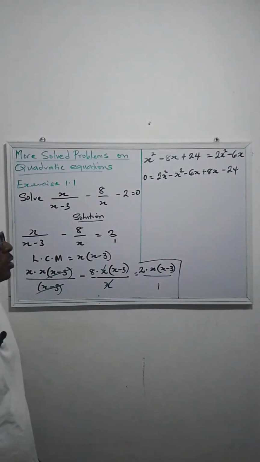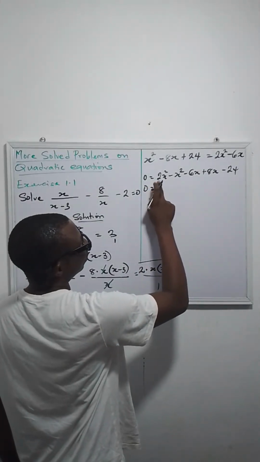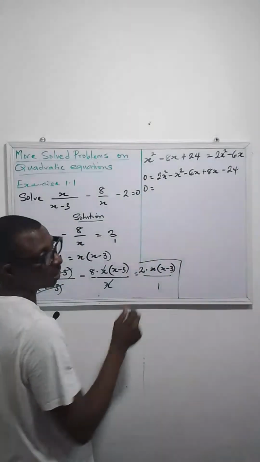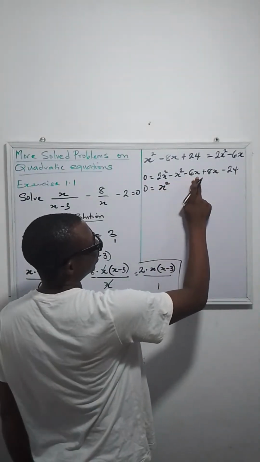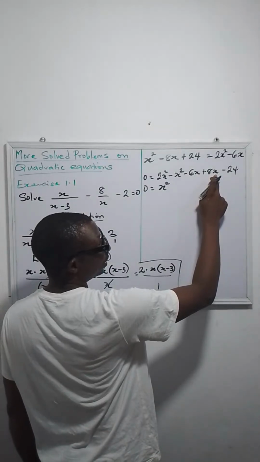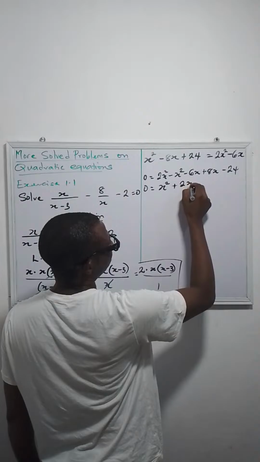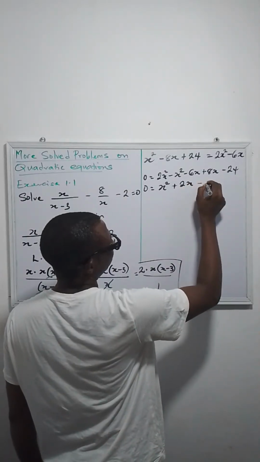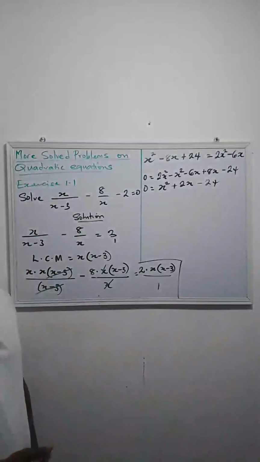Okay, so now let's tidy up what we have there. So we have this 2x squared minus x, that is 1x squared. Now negative 6x plus 8x, that is going to give you plus 2x. And we have negative 24.